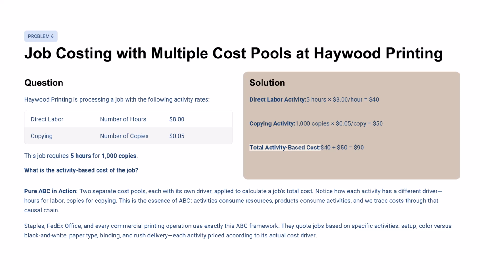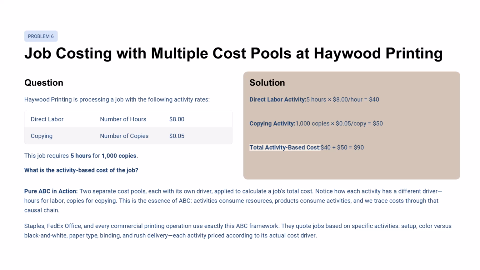Staples, FedEx Office, and every commercial printing operation use exactly this ABC framework. They quote jobs based on specific activities. Setup, fixed charge per job, color versus black and white, different per-page rates, paper type, different material costs, binding, separate activity rate, and rush delivery, time-based premium. When you get a quote for copying your thesis, you're seeing ABC in action, each activity priced according to its actual cost driver. Traditional costing would have given everyone the same per-page rate regardless of complexity, which would underprice complex jobs and overprice simple ones, driving away profitable simple business while attracting unprofitable complex work.